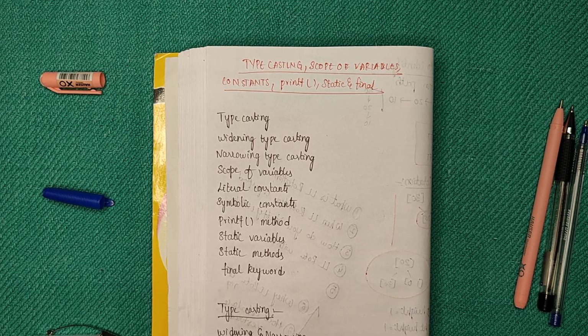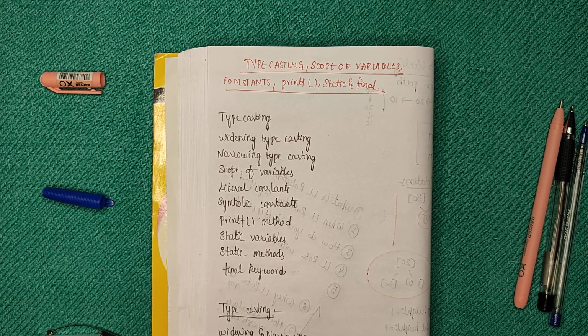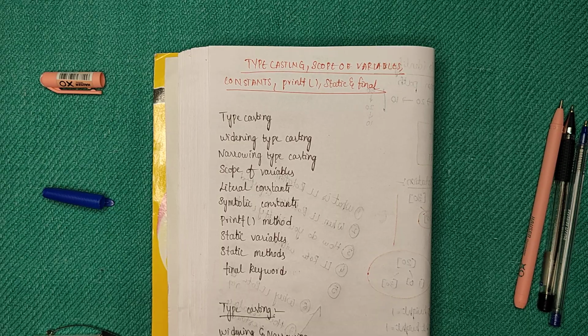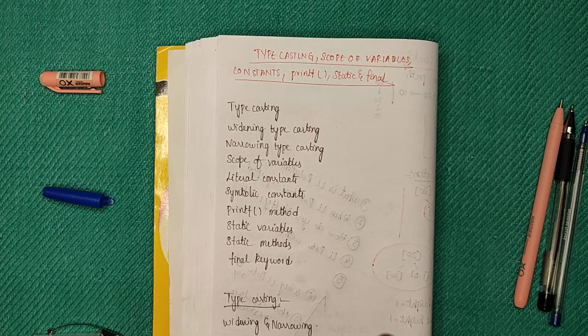Today we are going to continue with some very important concepts that are frequently asked in JNTUK semester examinations, also other university examinations. By the end of the lecture you will understand typecasting, variable scope, constants, printf, static and final. These concepts are very important for interviews in Java programming. So let's begin.